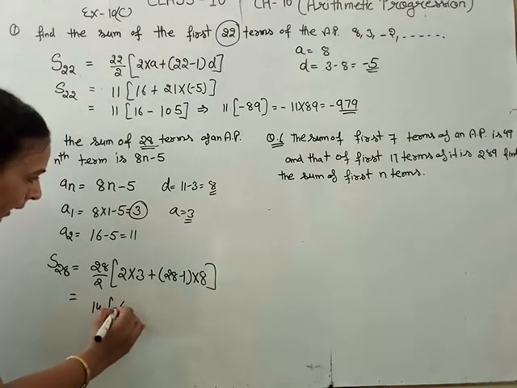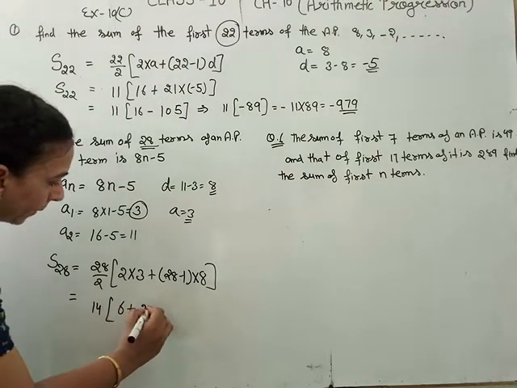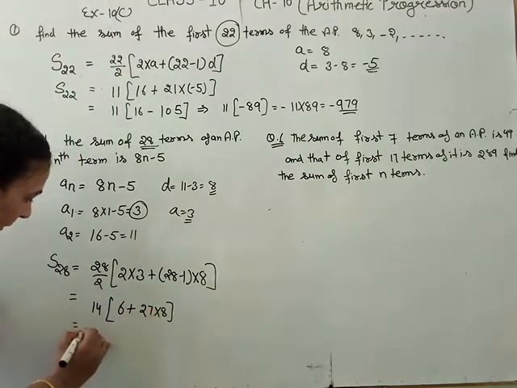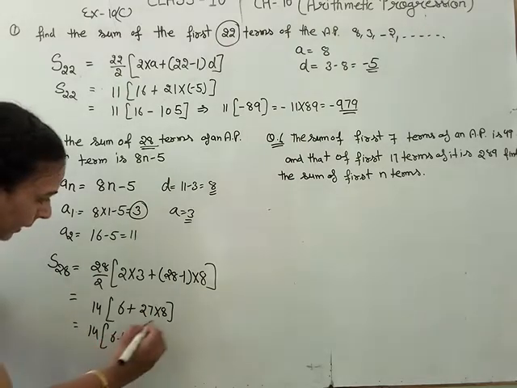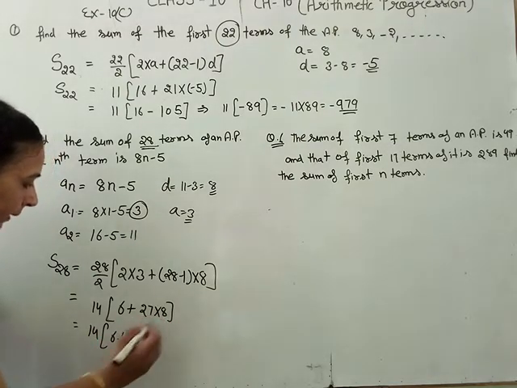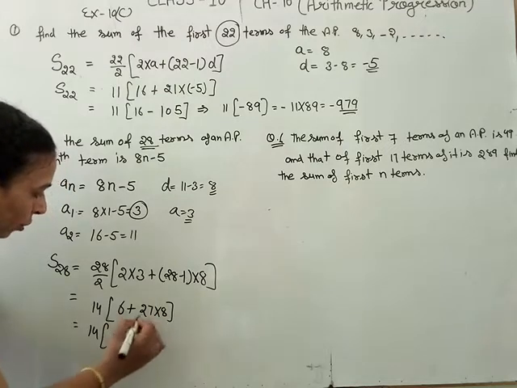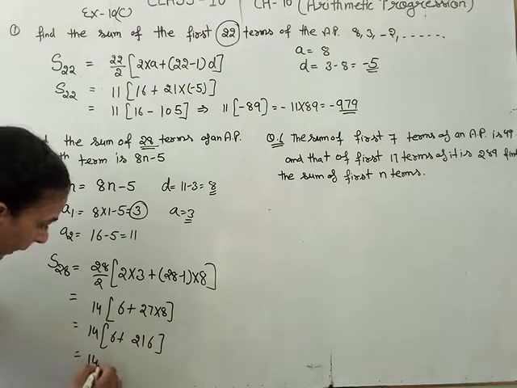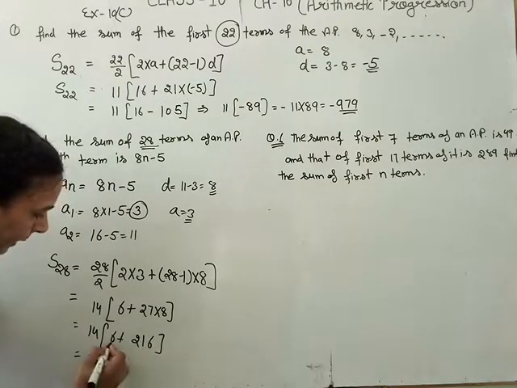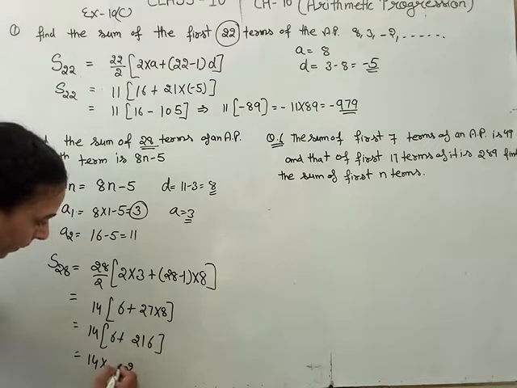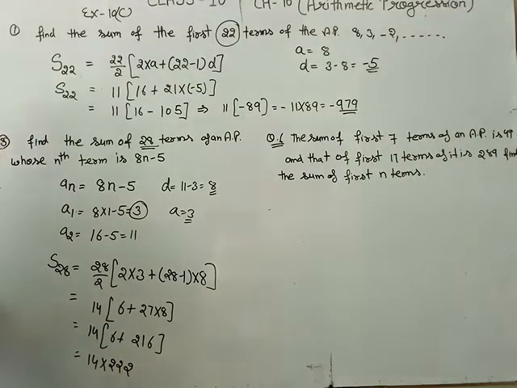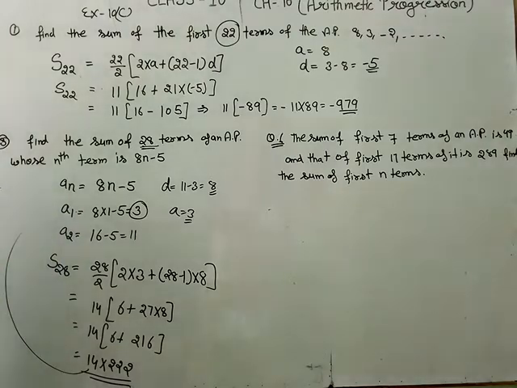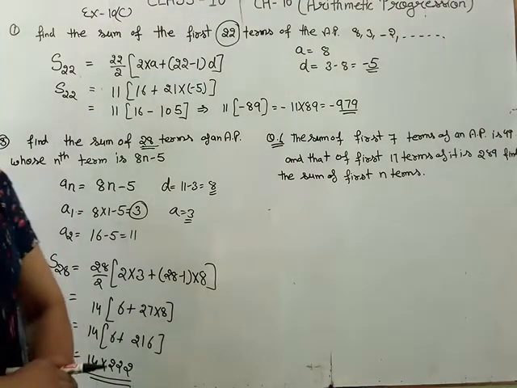Then 14 into 2 times 3 is 6, plus 27 multiplied by 8. That is 14 into 6 plus 27 multiplied by 8. 8 times 7 is 56, plus 6 is 62, 6 and 16 carries, so 216 plus 6 is 222. We multiply 14 by 222, and that is the sum of 28 terms.